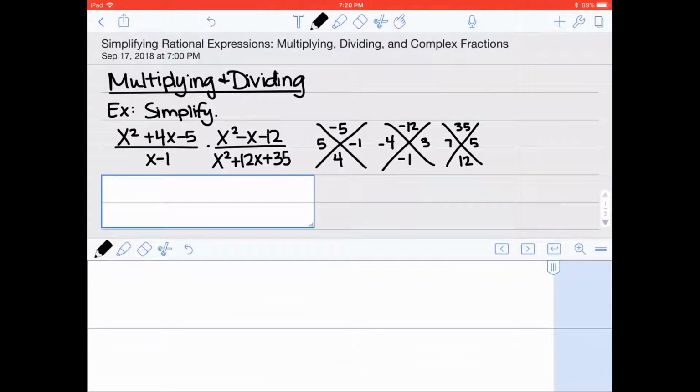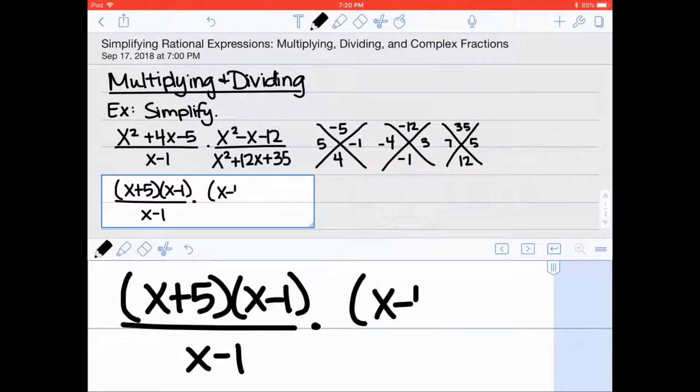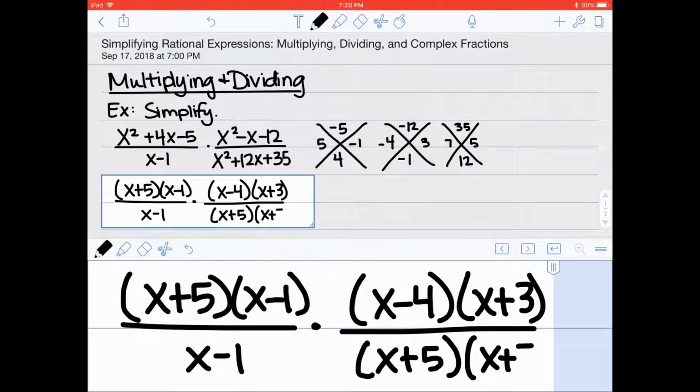Then I'm going to write it in the factored form. So I have x plus 5 times x minus 1, all divided by x minus 1. There's my first expression. My second expression is x minus 4 and x plus 3, divided by x plus 5 and x plus 7. Alright, so now I can think about what is being divided by itself so that those two things can cancel to make one, or so that those two inverses make each other disappear.